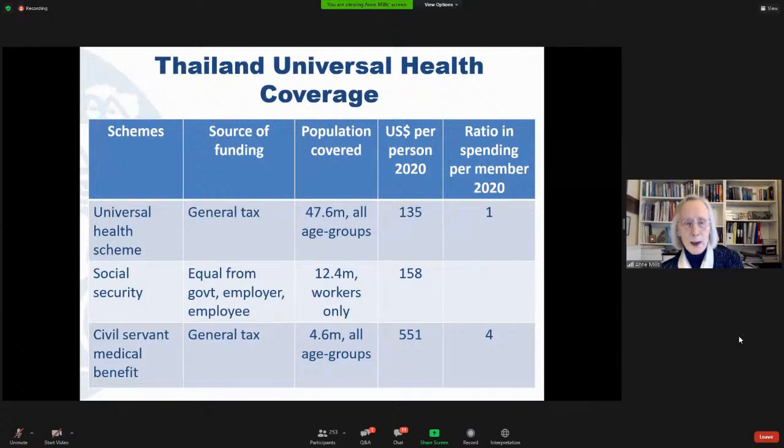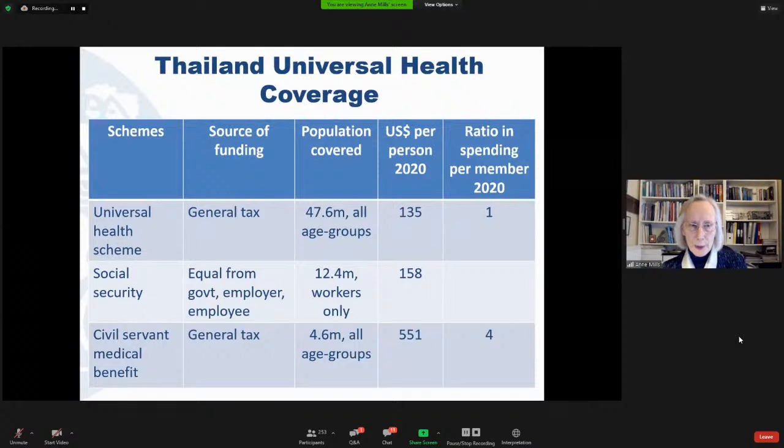There's a social security scheme that was introduced before the universal health scheme, which is an employer-based scheme with equal subsidies from government, the employer and the employee, covering about 12.5 million workers. And note that scheme covers the workers only, not their families. Those are in the universal health coverage scheme. And then a civil servant medical benefit scheme, which is non-contributory, paid out of general tax, covering just under 5 million. And this special scheme for civil servants is not unusual across the world.